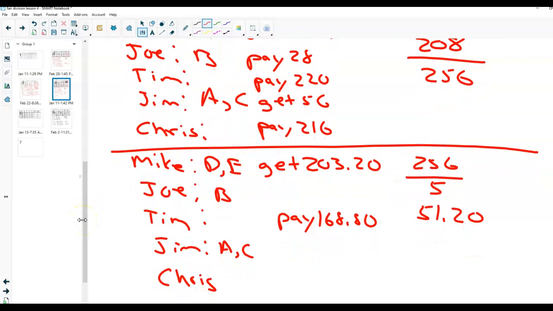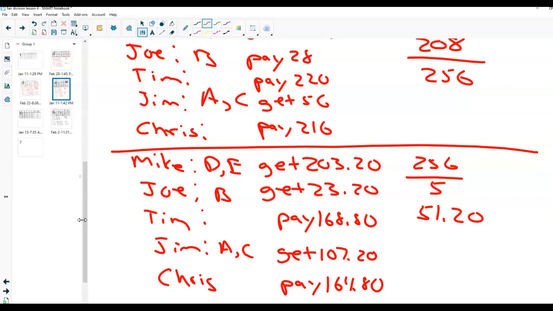Jim gets 56, and I add the surplus to it. He's going to get 107.20. And 216 minus 51.20, he's going to pay 164.80. Now, if your surplus is more than what you pay, that is the one time something changes. This goes from a pay to a gets. Because you pay 28, but you're getting 51.20. So now he's going to get 23.20.